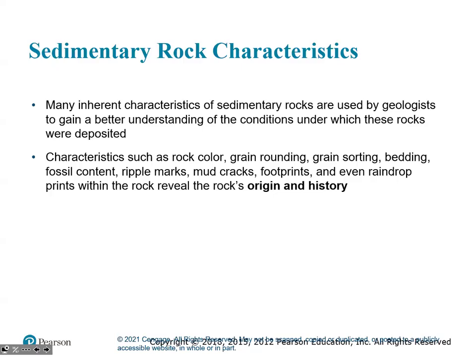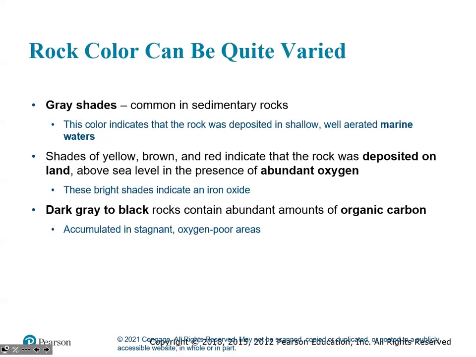Many of the inherent characteristics of sedimentary rocks are used by geologists to get a better understanding of the conditions under which these were deposited. Things like rock color, grain rounding, grain sorting, bedding, the fossil content, ripple marks, mud cracks, footprints, and even raindrop prints within the rock can tell you about the rock's origin and history. So you can know what was living around then, you can know what was going on temperature-wise, things like that.